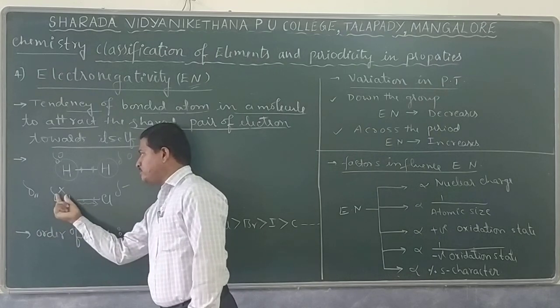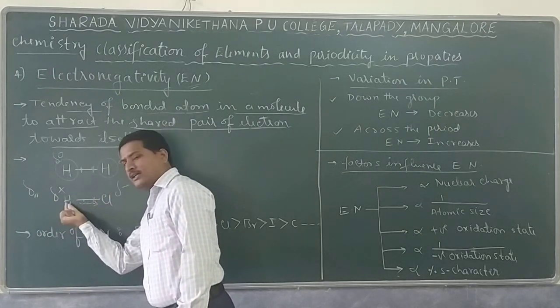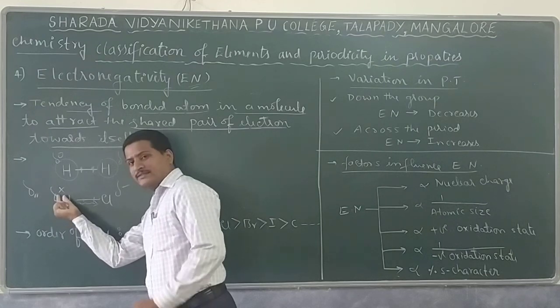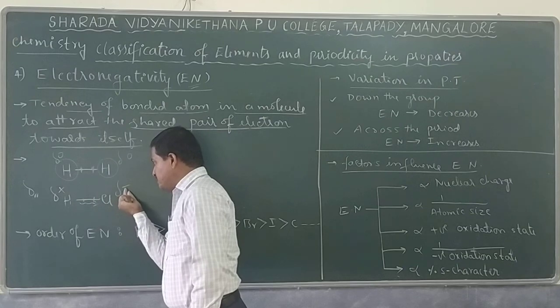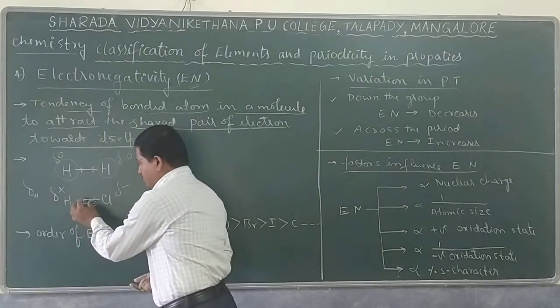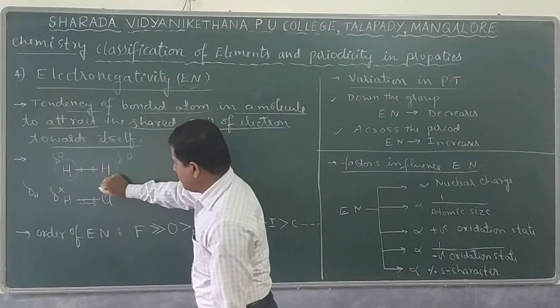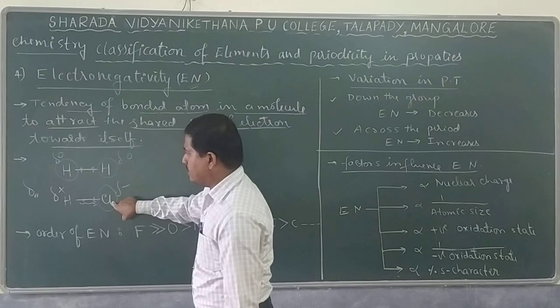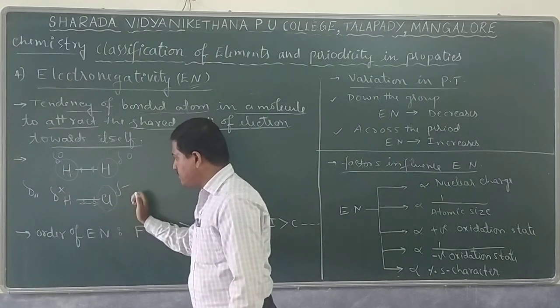So this hydrogen shows partial positive charge. Why does it show partial positive? That electron is somewhat far away from the nucleus, so it will experience a little positive charge. But this electron is somewhat near to the chlorine, so that experiences negative charge. So the bond is not broken here, but the electron density or electron position is slightly shifted to the chlorine side. So that is why we can say this chlorine atom has a tendency to attract the shared pair of electrons towards itself.